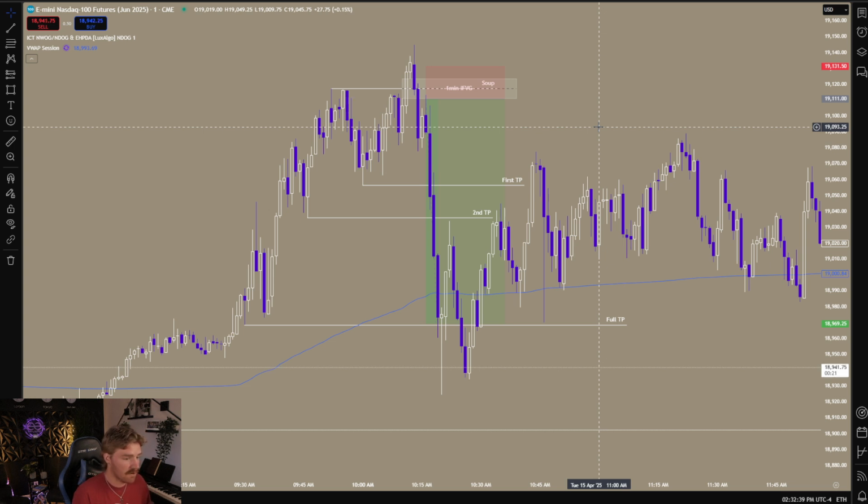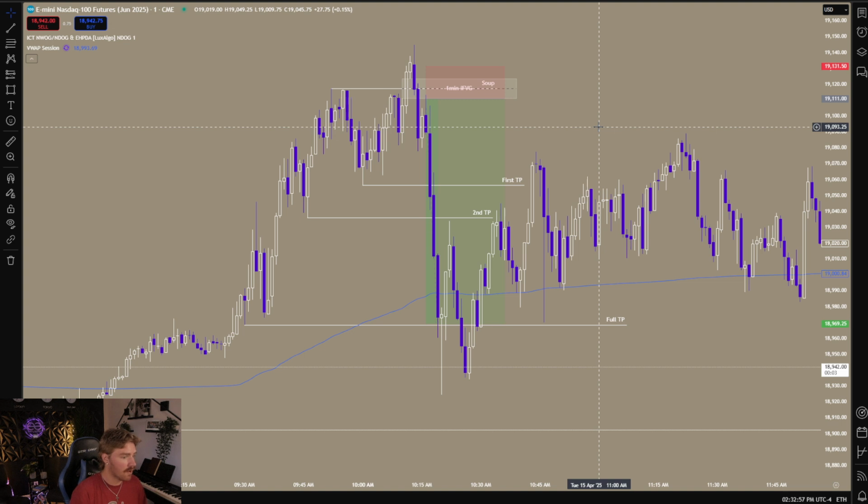Have it printed out in front of you. Have it on a PDF form. Go through the checklist every single time you're looking to take a trade. Before you take that trade, check off every box. Say, okay, we are delivering from a 4-hour bullish fair value gap. We have swept internal liquidity while we went into that fair value gap.